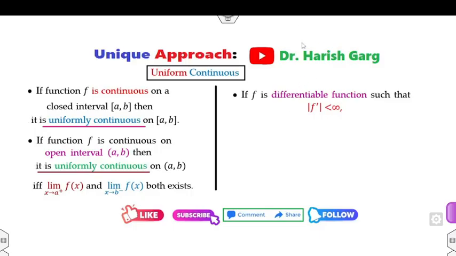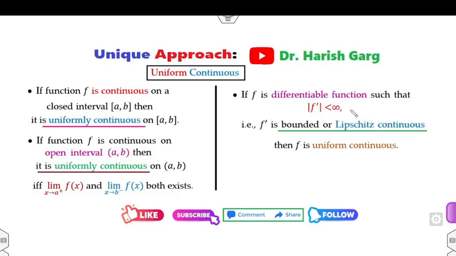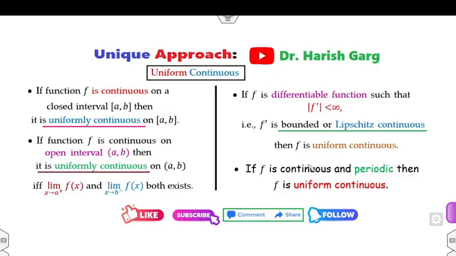Next shortcut trick says if f is a differentiable function such that f' is bounded, this condition implies that f is Lipschitz continuous, and then you can say f is always uniformly continuous. And the last tip is if you prove that the function is continuous and periodic, then it implies f is uniformly continuous. Based on these four tips, I can solve each question in a very simple manner.